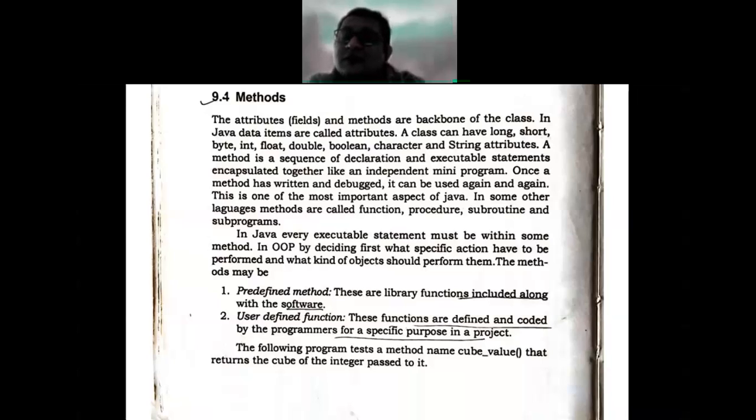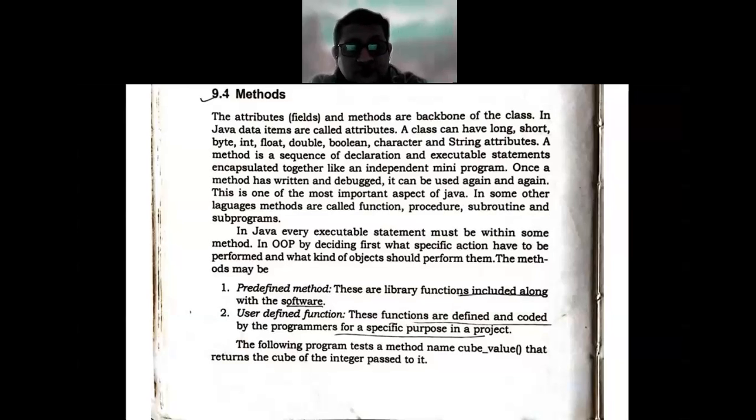And why is it Integer.parseInt? Because parseInt has been declared as a static method. That is why you need not create an instance of class Integer; you cannot create a new Integer and then call a.parseInt. That is not valid. You can directly use it as Integer.parseInt. Okay. Then user defined functions: these functions are defined and coded by the programmers for a specific purpose in a project. Whatever functions or methods we create are under user defined.